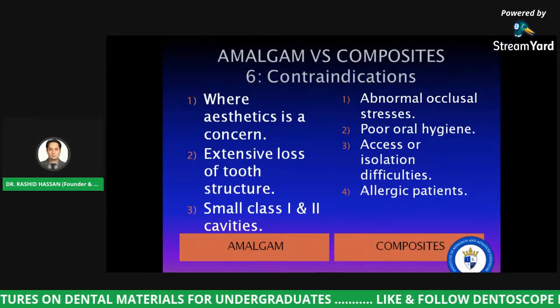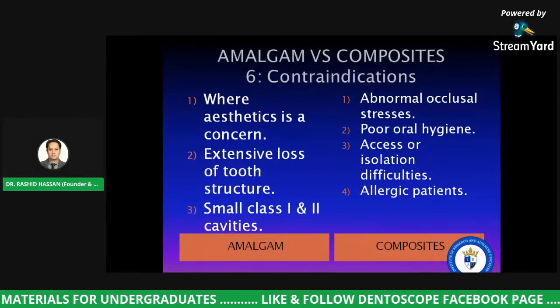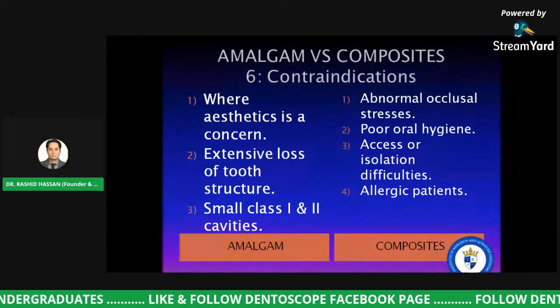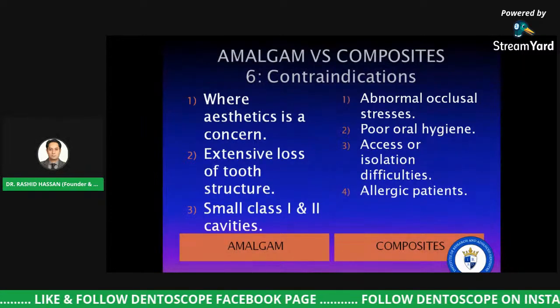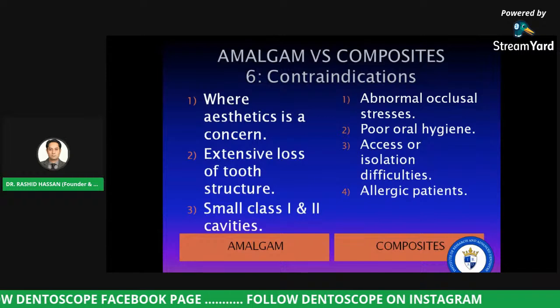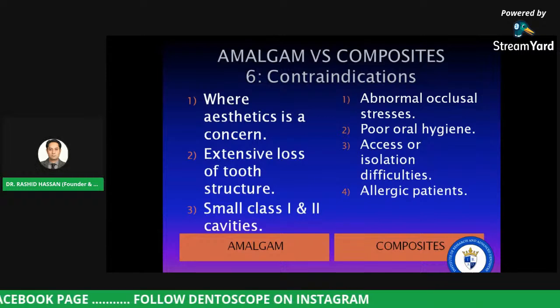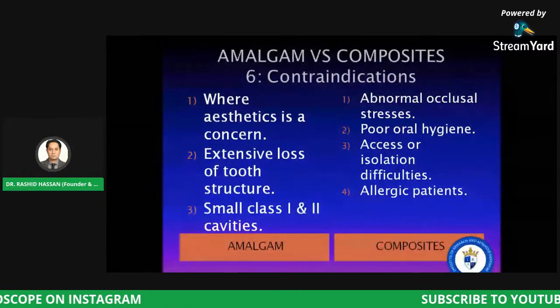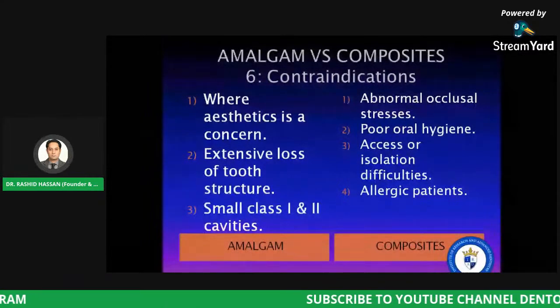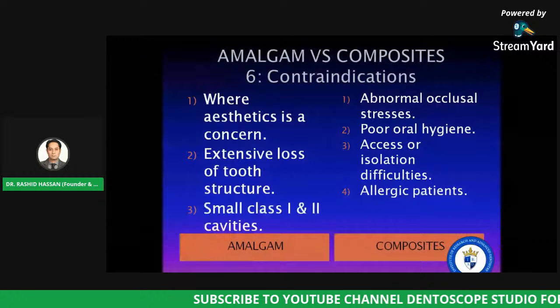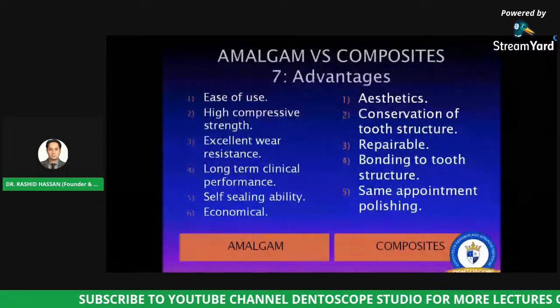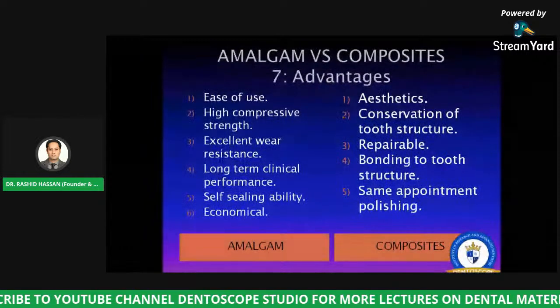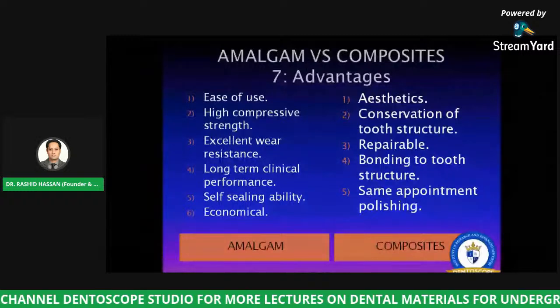So that's why in cases where the accessibility as well as the isolation is a problem, it is contraindicated in those areas. Then, if the patient is allergic to any of the components, obviously you are not going to give the dental composites. So, what are the merits or advantages of these two restorative materials?